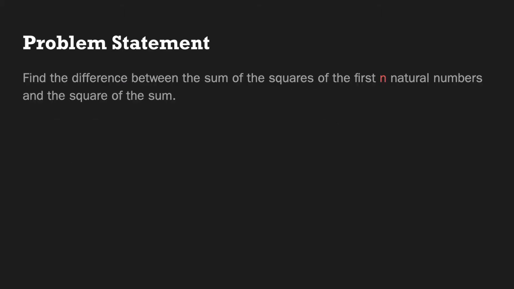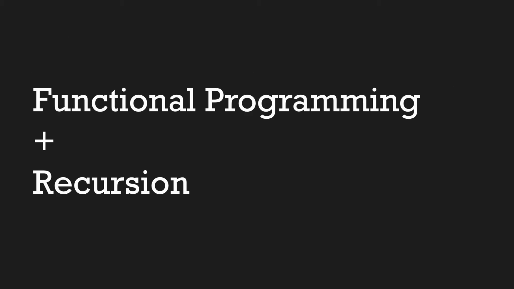So here's our problem statement. Find the difference between the sum of the squares of the first n natural numbers and the square of the sum. In order to solve this problem, I'm going to use two things: functional programming and recursion. Before we get too deep into the discussion, I want to discuss recursion. If you're already familiar with the concept, feel free to skip over this part.